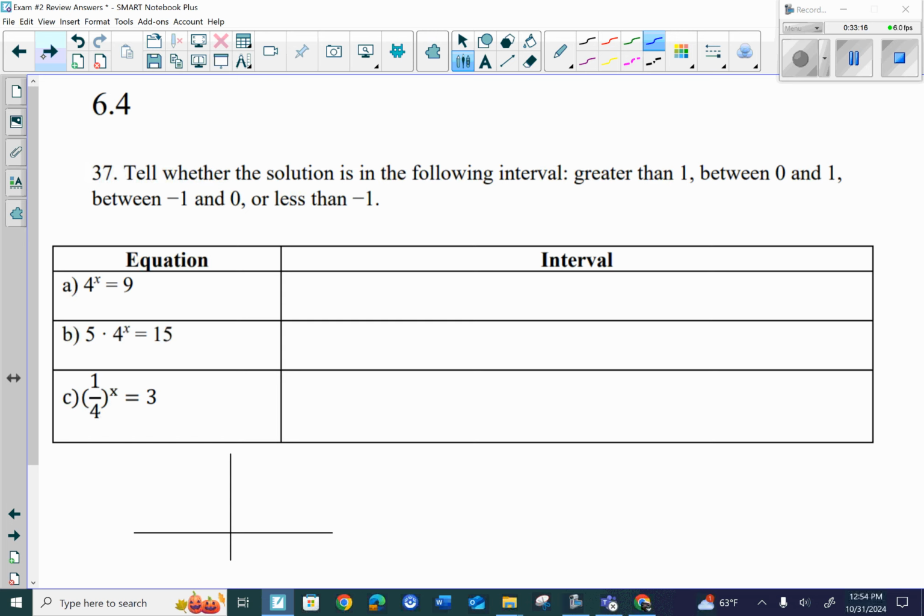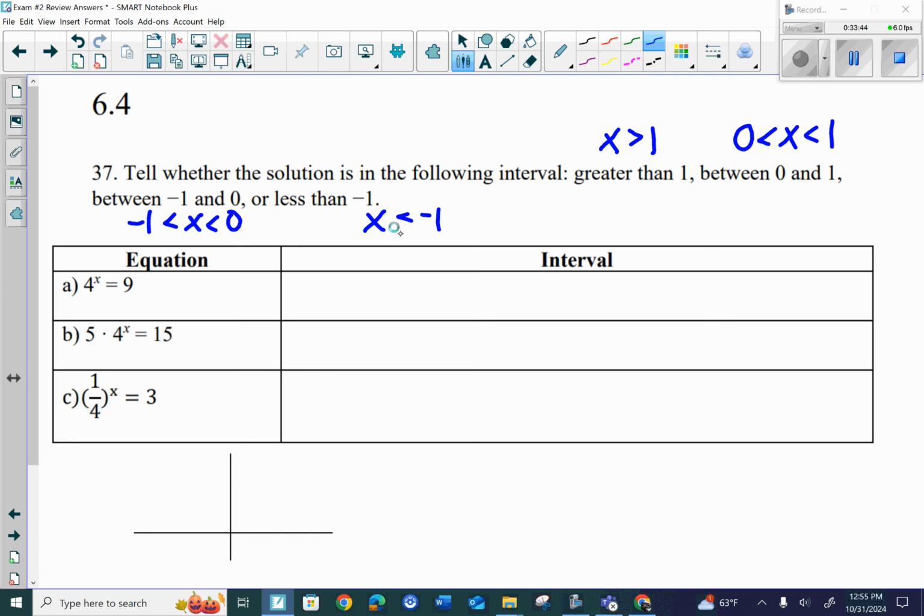Number 37, tell whether the solution to these equations is in the following interval. Greater than 1, is x greater than 1? Is it between 0 and 1? Between -1 and 0? Or is it less than -1? Okay, so there's a whole bunch of ways you could think about this type of stuff.